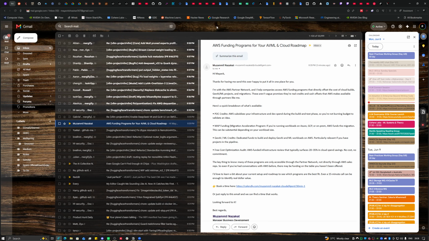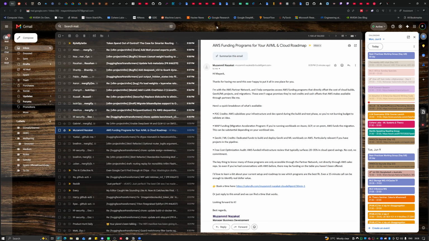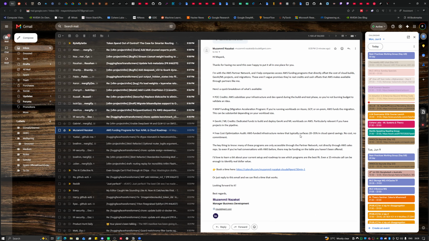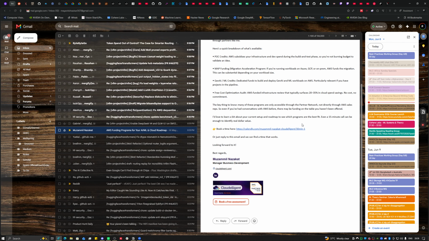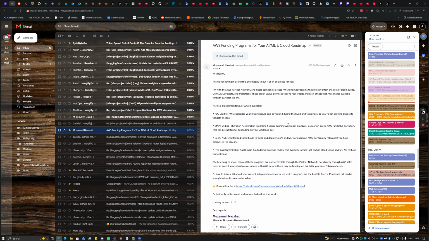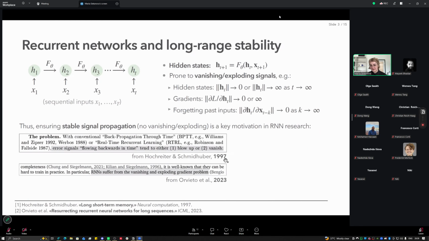Okay, and so in the literature, people have for a very long time recognized that this vanishing and exploding signals is a big problem in recurrent models. To illustrate this, here are two examples of papers. The first one is the famous LSTM paper from all the way back in 1997. So this paper is basically as old as me.